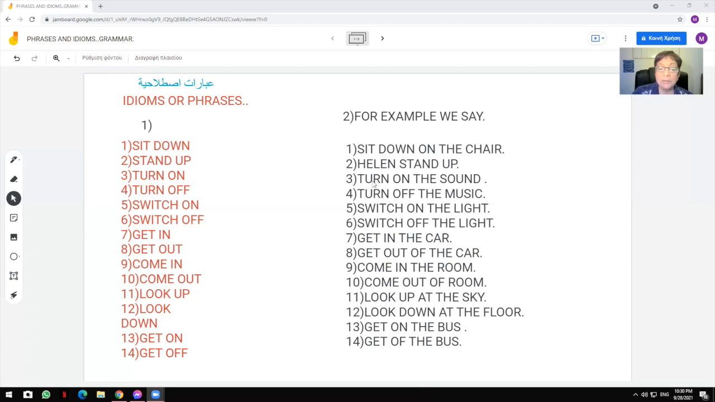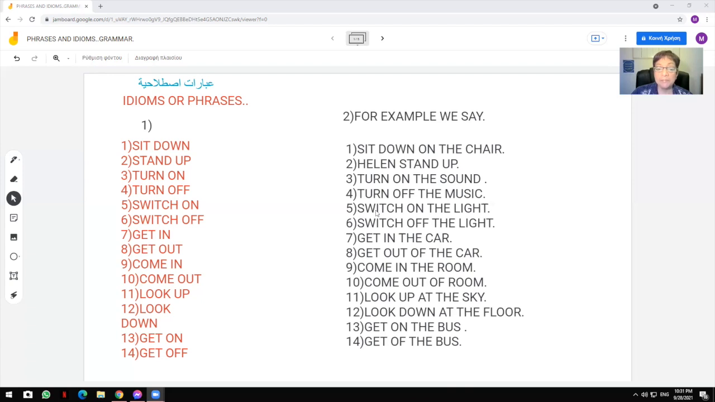Number three, turn on the sound. Turn on the sound, يعني افتح الصوت. Sound, يعني صوت. Number four is turn off the music. Turn off the music, turn off, يعني اطفي المزيكا, the music.